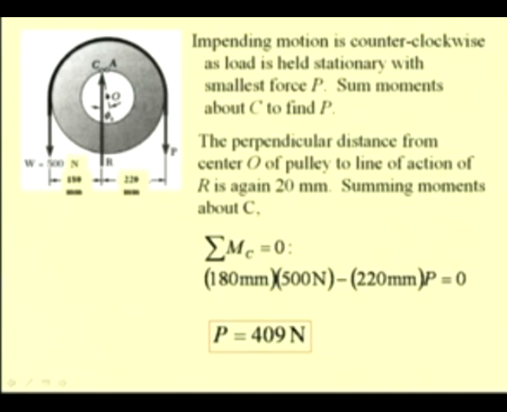So, this problem illustrated how we can solve the problems involving journal friction by first finding the radius of the circle of friction and then displacing the reaction tangential to the circle of friction and then solving the problem.